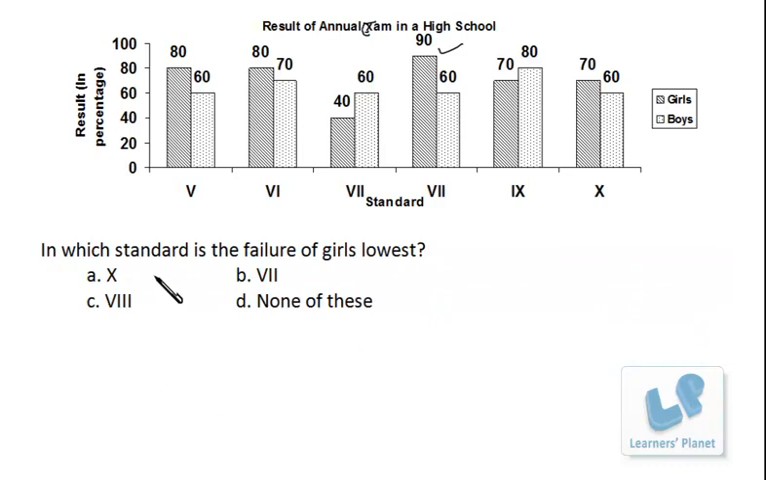Now, in which standard is the failure of the girls lowest? So the maximum result we are getting is 90% in grade 7. That means the minimum number of girls failed in this grade, right? So it's grade 7. Okay, so the entire set of questions was based on just observation. I hope you are clear.